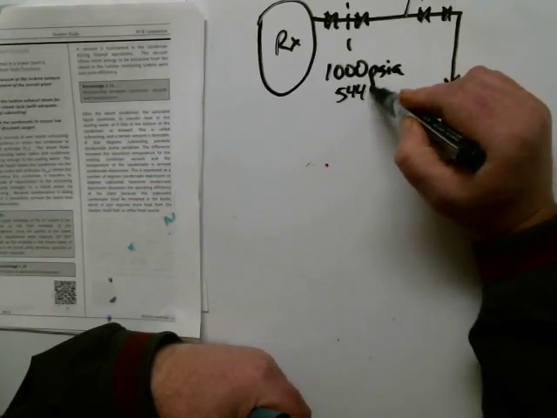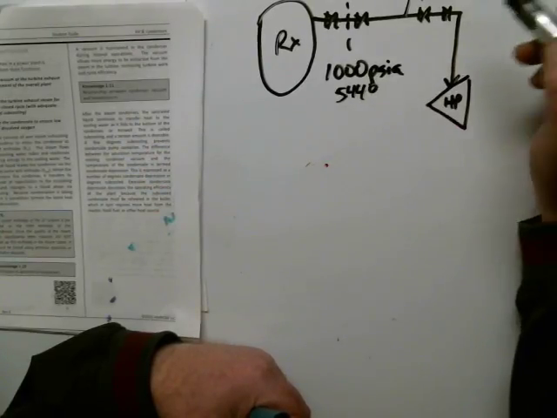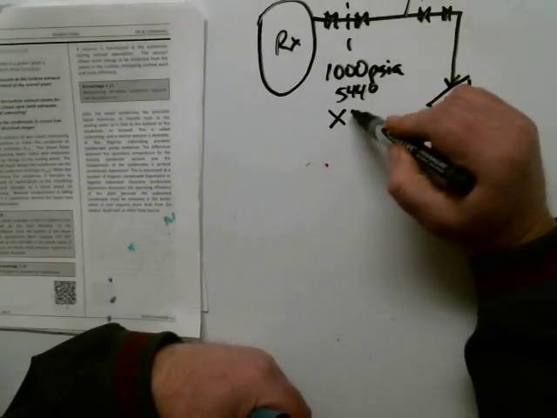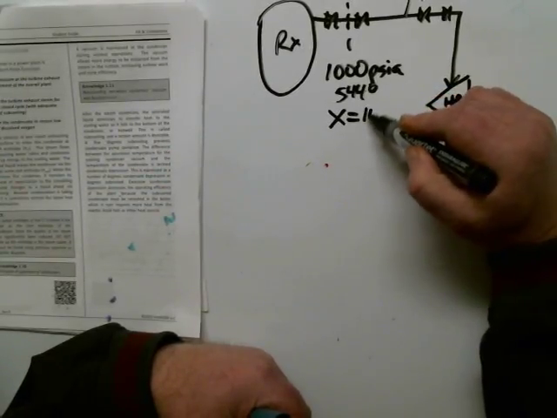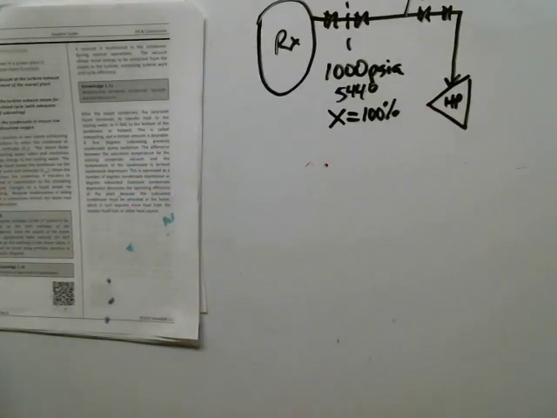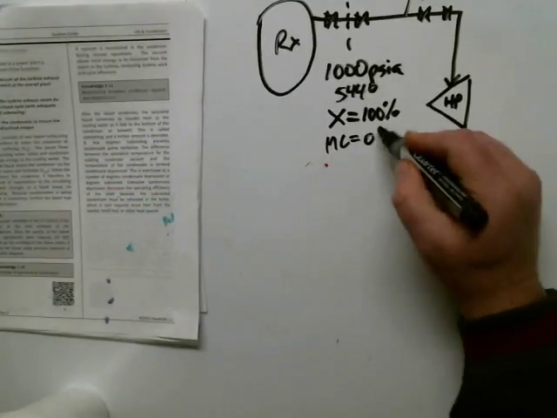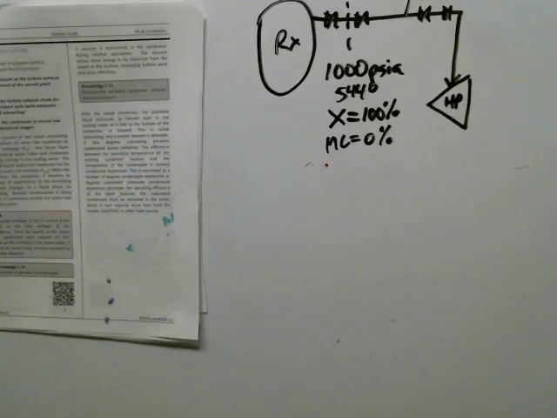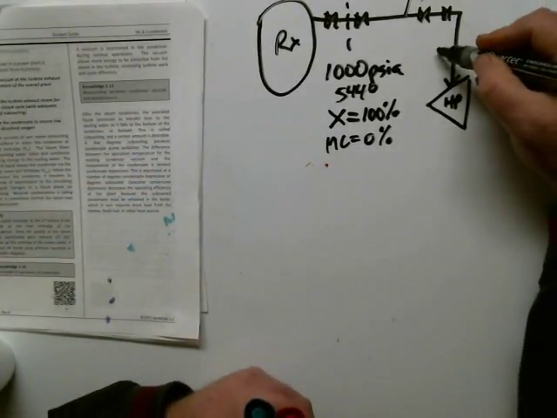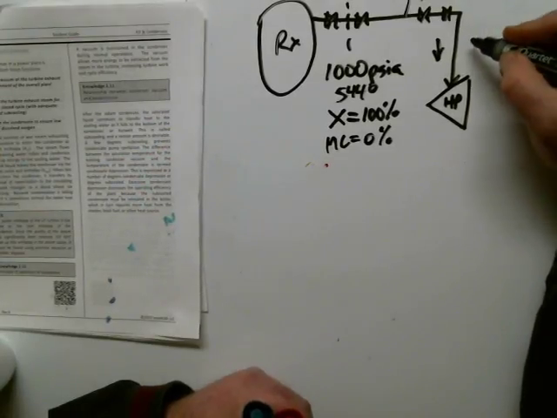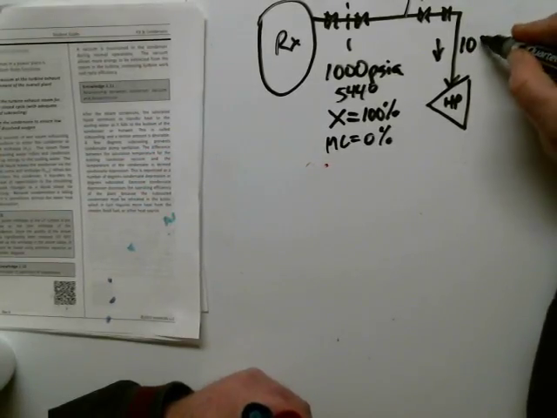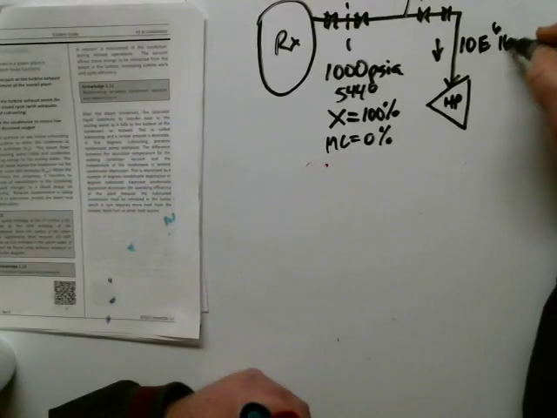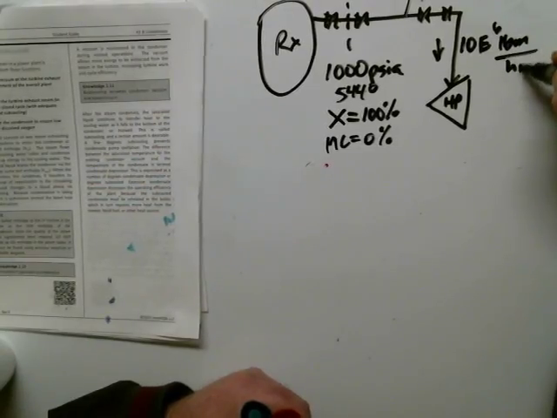The saturation temperature is 544 degrees, and let's assume the quality of the steam leaving the reactor is 100%, which means there's no water in it. It's 100% steam. The moisture content is 0. That is saying the same thing. Moisture content of 0, quality of 100 is the same thing. And let's say it's coming down the steam line at 10 million pounds mass per hour. So I'm going to put 10 e to the 6 pounds mass per hour.